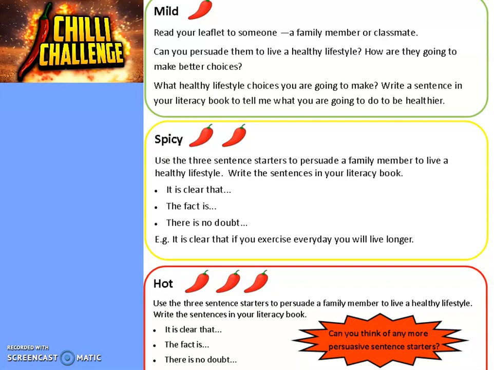Here are your chili challenge options for today. The mild chili challenge is to read your leaflet to someone. This might be a family member if you're at home. Can you persuade them to live a healthy lifestyle? After they've read your leaflet, how are they going to make better choices? What have they learnt from your leaflet? And then you're going to think about what healthy lifestyle choices you're going to make, and write a sentence in your literacy book to tell me what you're going to do to lead a healthy lifestyle.